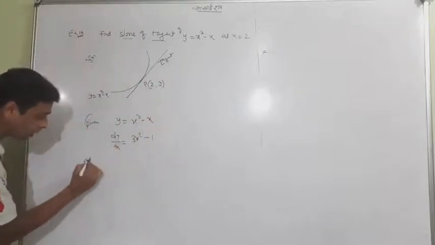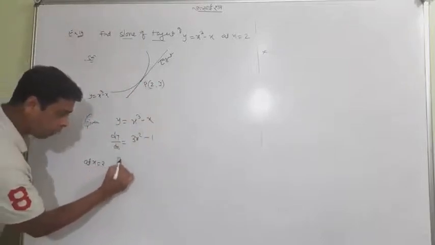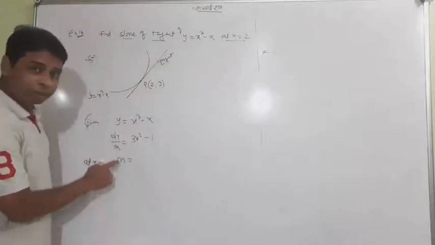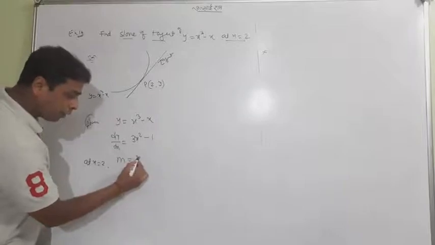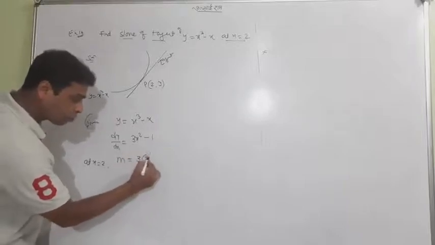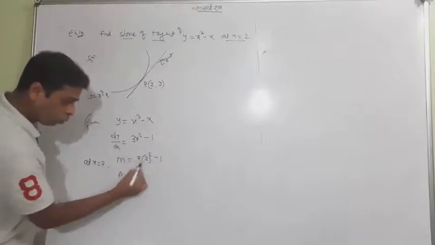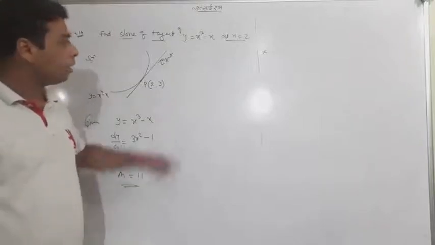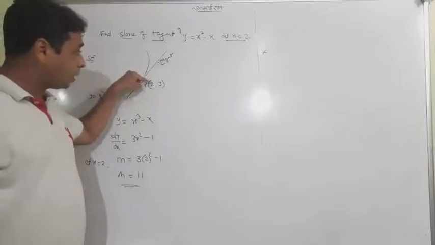So I'll write at x equal to 2, m will be 3 into, look at, the value of x is 2. So 2 twos are 4, 3 fours are 12, minus 1, 11. What you have got is m equal to 11, meaning the slope of this tangent at this point is 11.